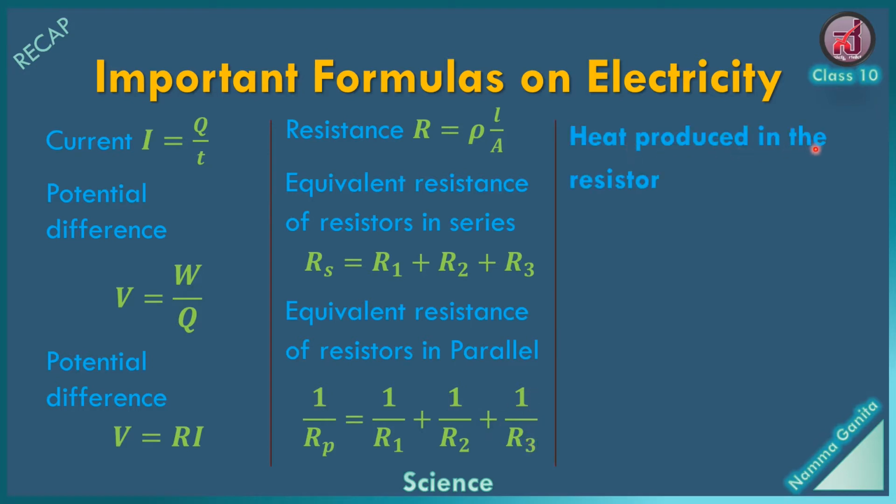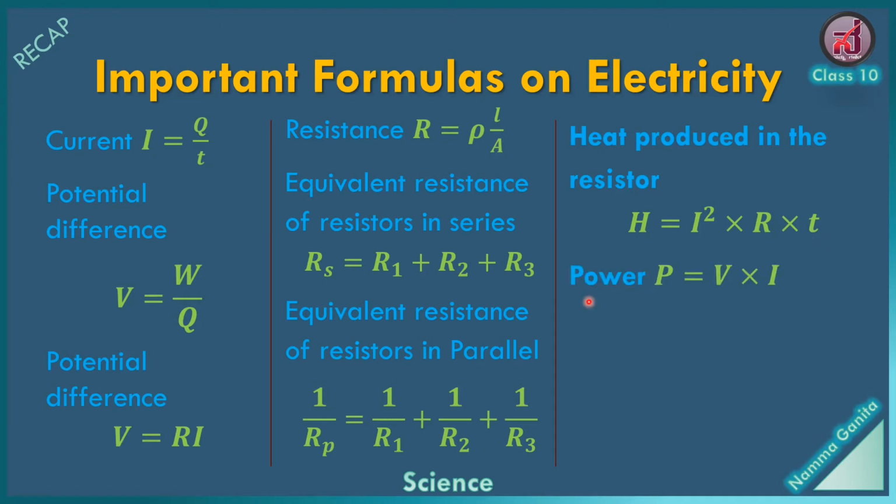Heat produced in the resistor is H is equal to I square into R into T, where I is the current for the given resistance, R is the resistance for the given current, and T is the time for which the current flows through the resistor.